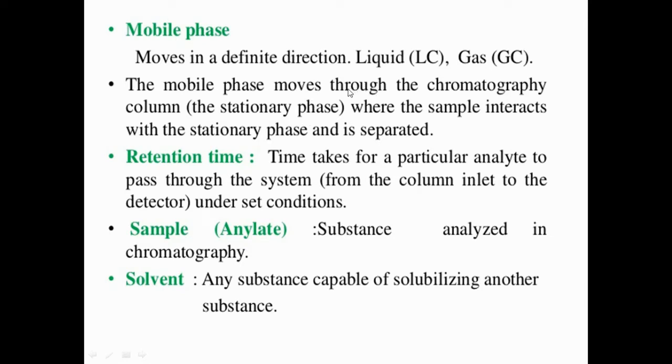Now when this mobile phase is passing through the column, it interacts with the stationary phase, that is, the sample which is loaded on the stationary phase, and thereby the components in the mixture get separated. Then retention time. Retention time is nothing but the time taken for a particular component to pass through the system. That is, if a column is taken, what is the time required for that analyte or component to travel down the column?